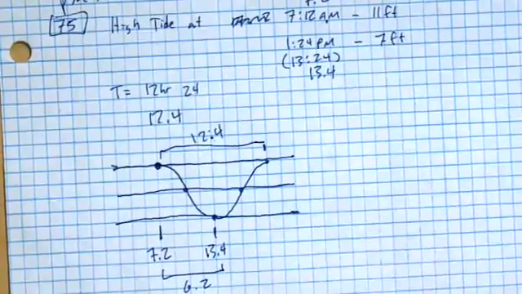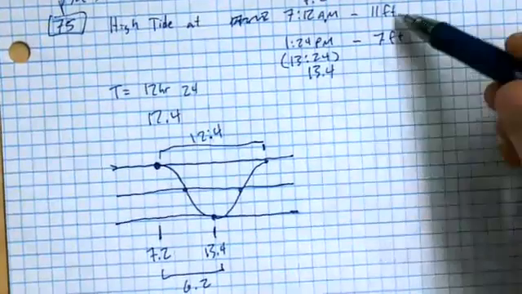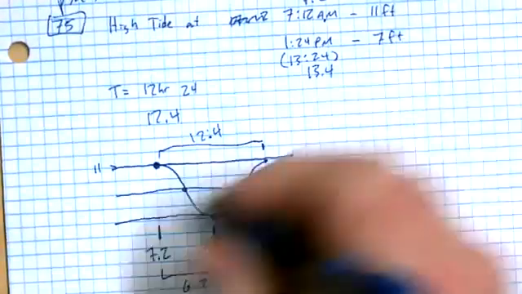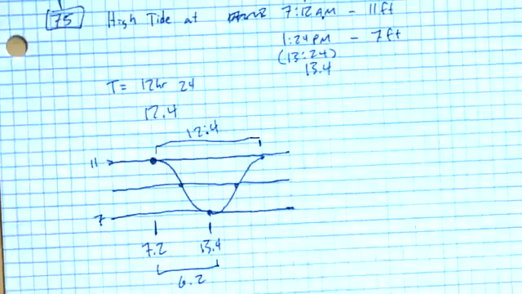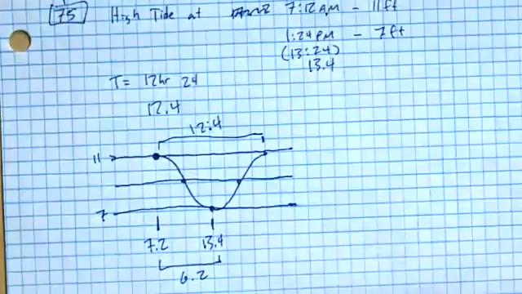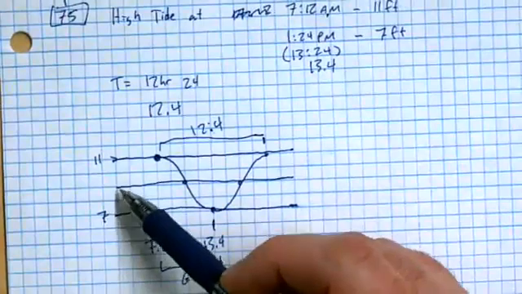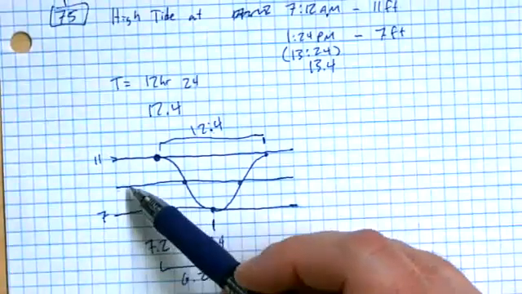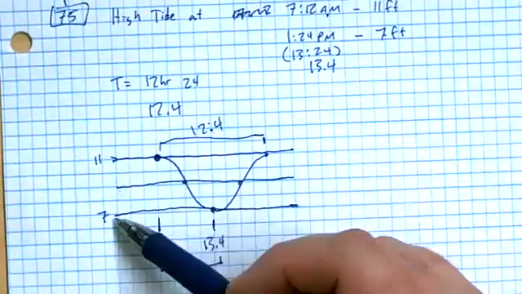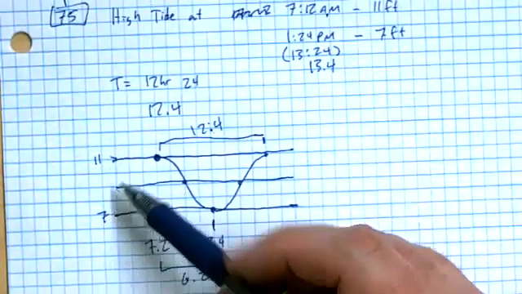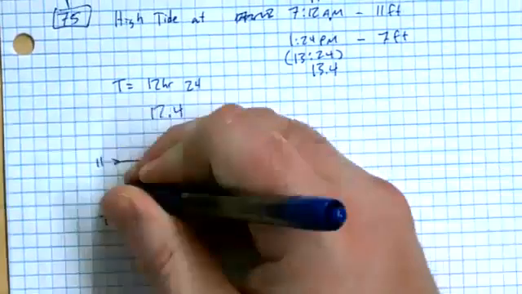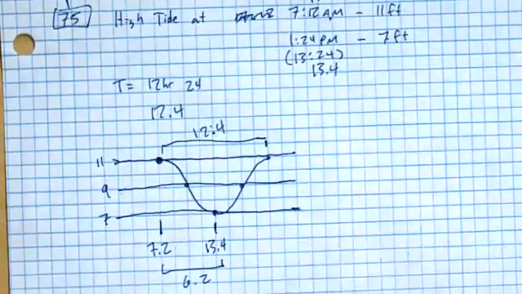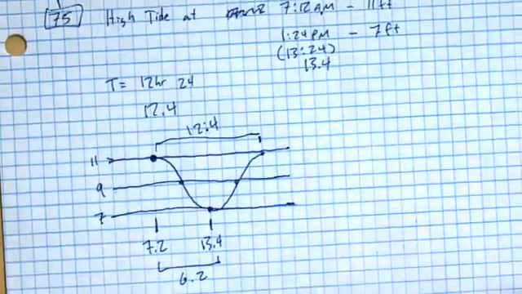We need a max and a min. Luckily, they told us how deep the water was. It was 11 feet deep at high tide and 7 feet deep at low tide. We're going to need to know this center line, because remember, when we do our vertical shift, we shift to the center line, not to the bottom. That's a super common error, so keep an eye out for that. Halfway between 11 and 7 is 9.